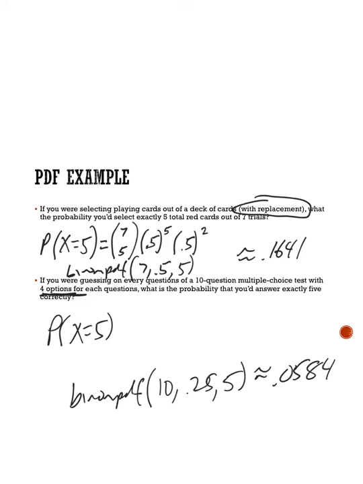All right, so that's binomial there. The chance of getting exactly 5 correct would be about 5.84%, assuming you guessed on all 10 questions of a 4 option multiple choice.